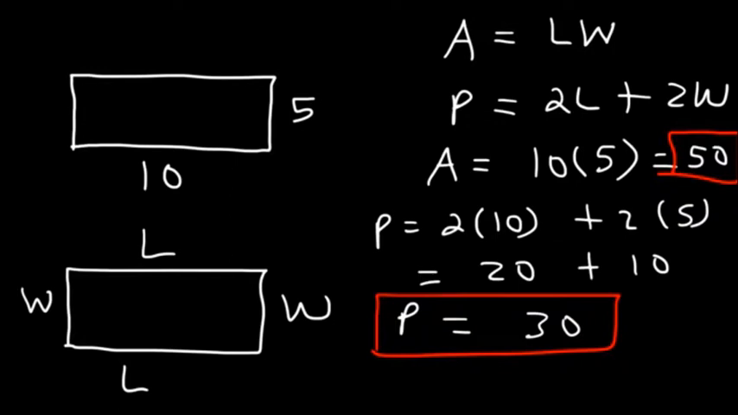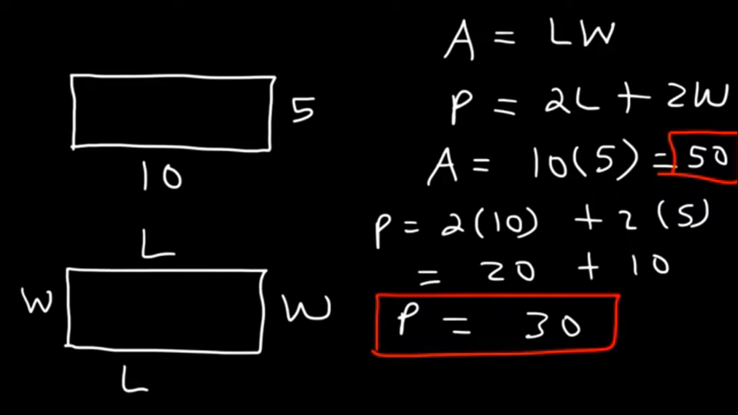So here's a practice problem that you could try. So go ahead and take a minute and see if you can figure it out. The length of a rectangle is 3 more than twice the width. If the area is 44 square centimeters, what is the perimeter of the rectangle? So take a minute and work on that problem.